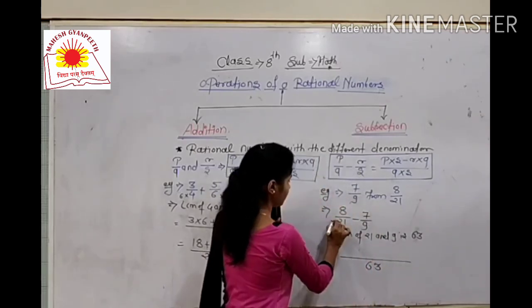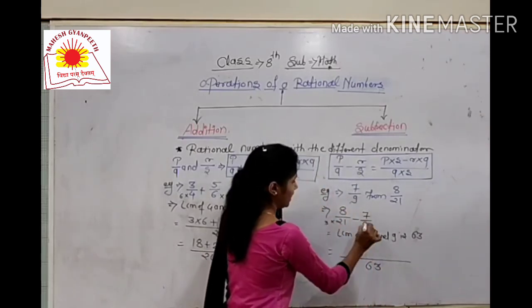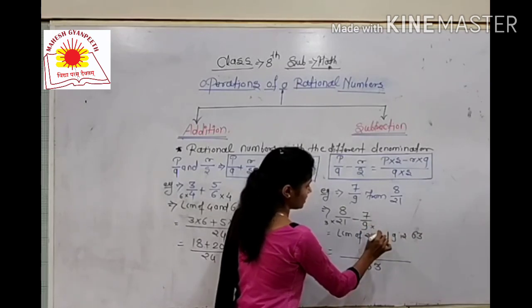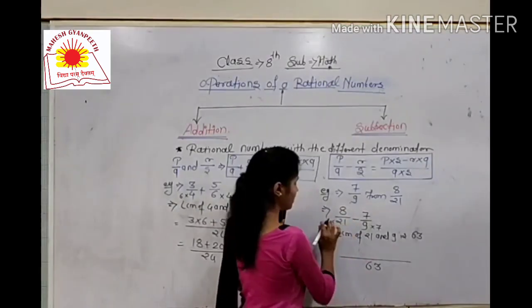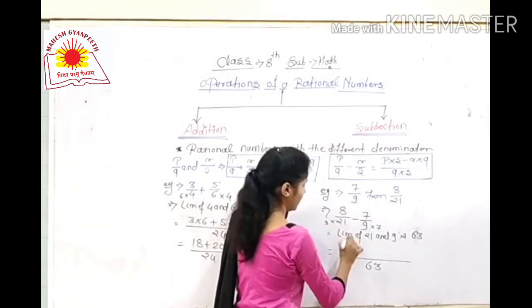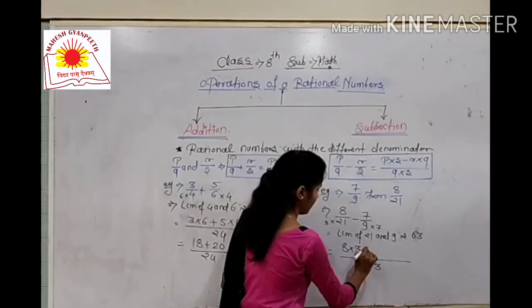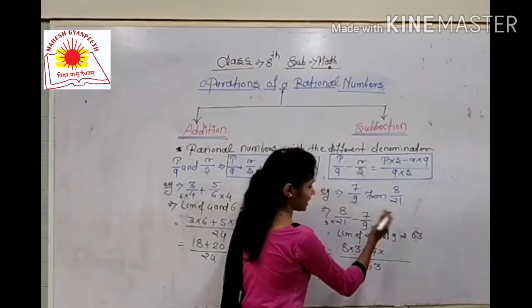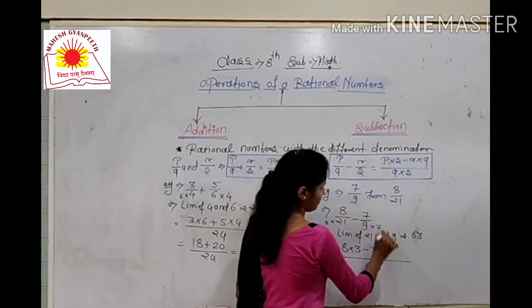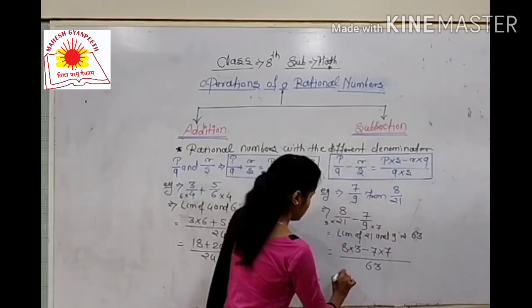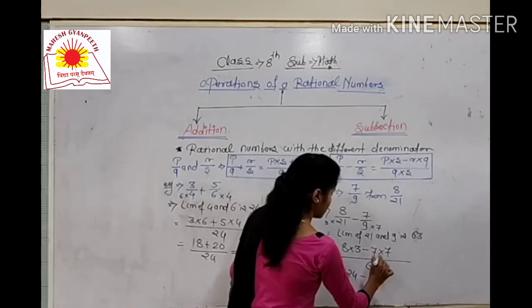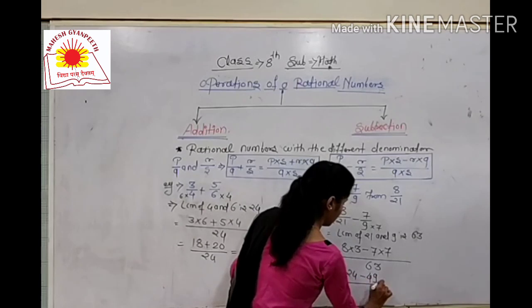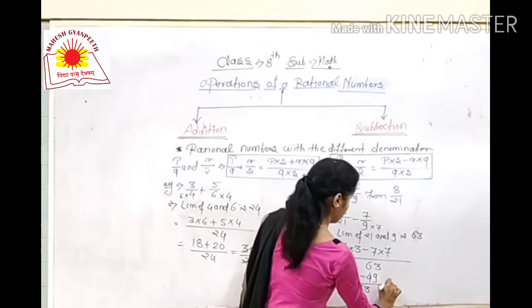Now 21 multiplied by which number gives the answer 63? 3. And 9 multiplied by which number gives 63? 7. Okay. Now 8 also, 21 multiplied by 3 is 63, then 8 is also multiplied by 3. Minus 7 multiplied by 9 7 is 63, so 7 is multiplied by 7. Then 8 3s are 24 minus 7 7s are 49 upon 63 is equal to.